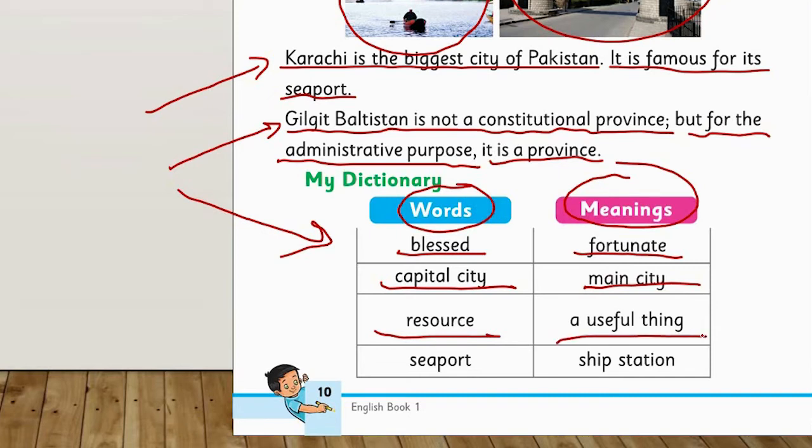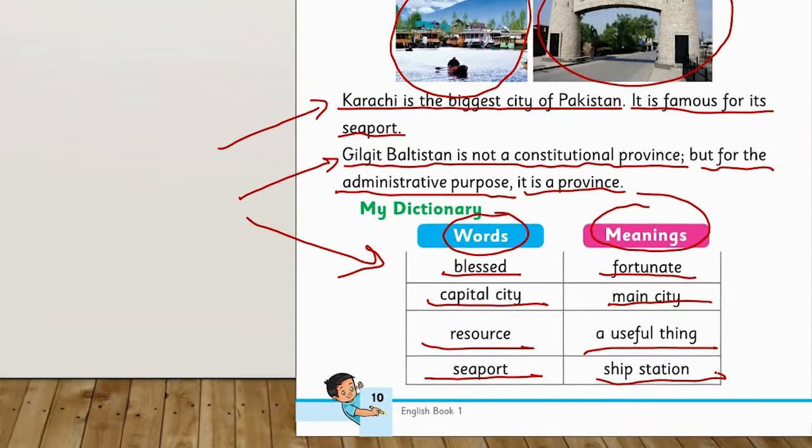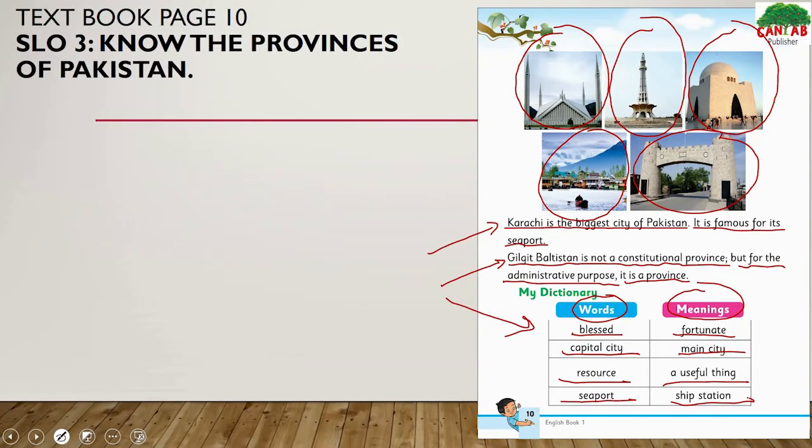Pakistan is a country full of many resources like sunlight, beaches, minerals, agriculture soil, and the list goes on. Seaport, ship station. There's a very big seaport in Gwadar, and a seaport in Karachi along the beach side of the Arabian Sea. The meaning of the word famous means mashhoor.